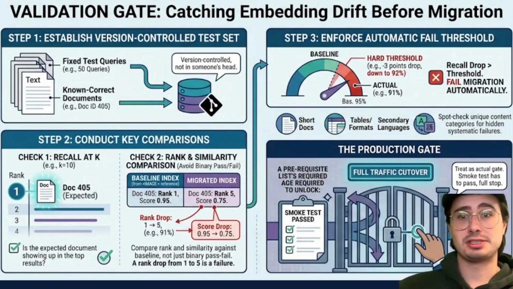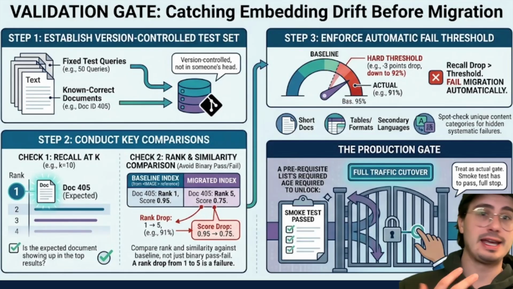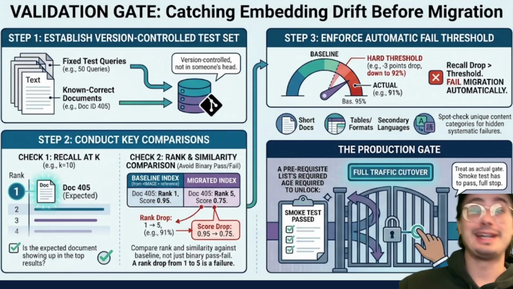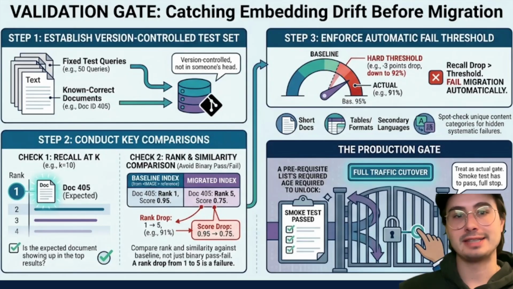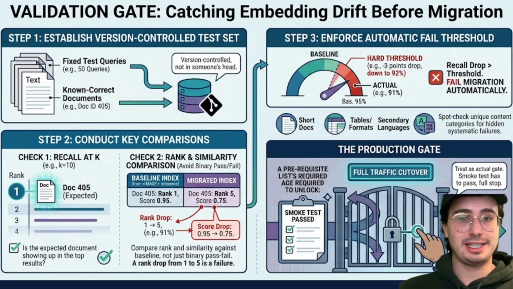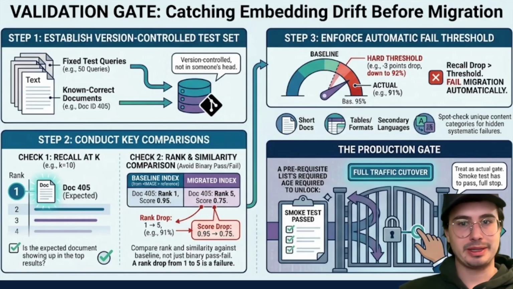So treat this smoke test as an actual gate in your migration process, not a sanity check. Before an alias flips, before a cutover weight reaches full trust in the new index, a smoke pass has to happen, full stop. And that's it. Those are really all the strategies I want to talk about today.